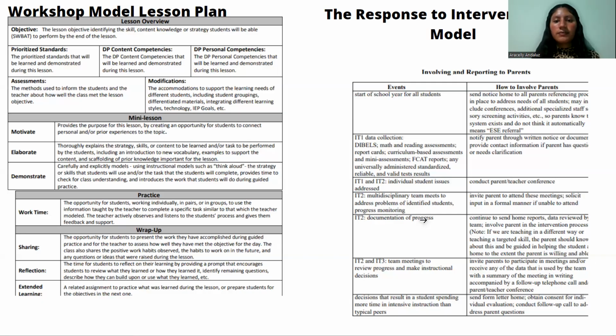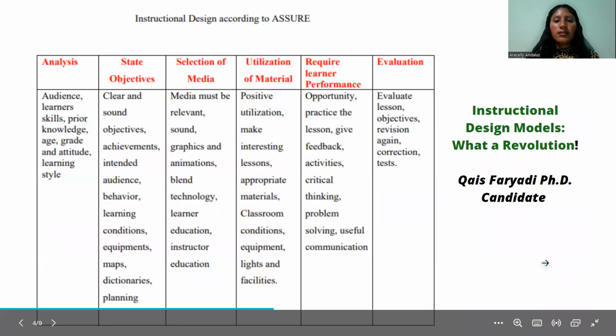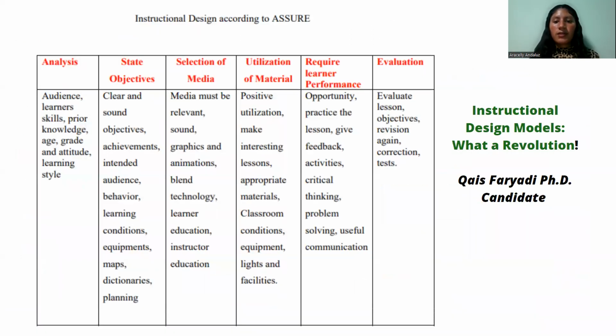And finally, the lesson plan topic is the instructional design models. The author is Quines Farwadi. This article focuses on instructional design and knowledge construction models to identify the benefits of this model for knowledge transfer, the inputs and outputs.